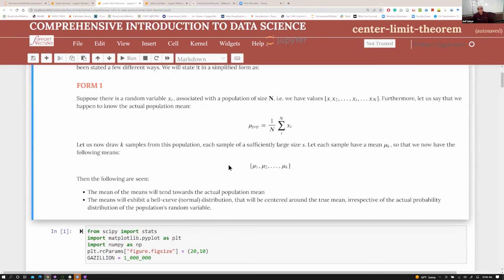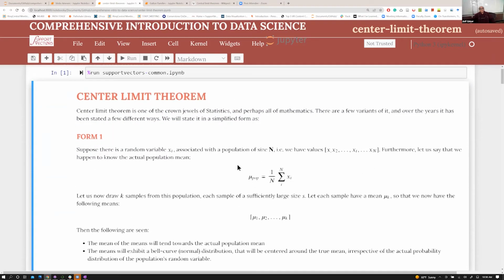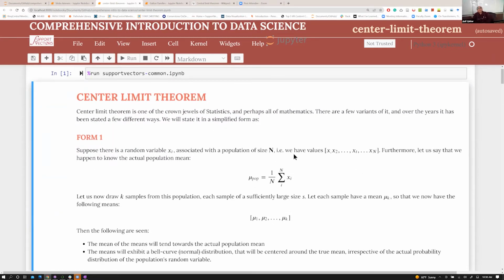Go ahead, Albert. So that mu1, mu2, to mu k. So you have to summarize, the sigma, 1 by n of sigma. That list will give you the real population. That will tend to be the actual. Absolutely. See, historically, there are many variants of this theorem.